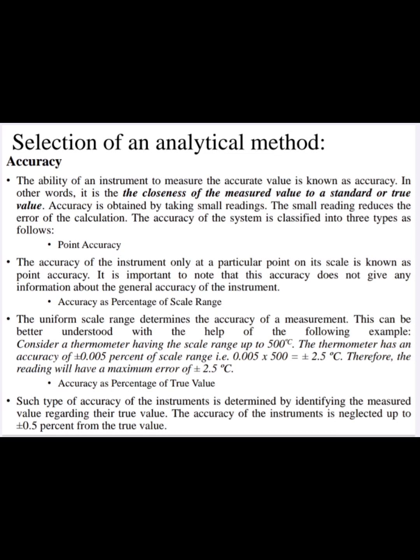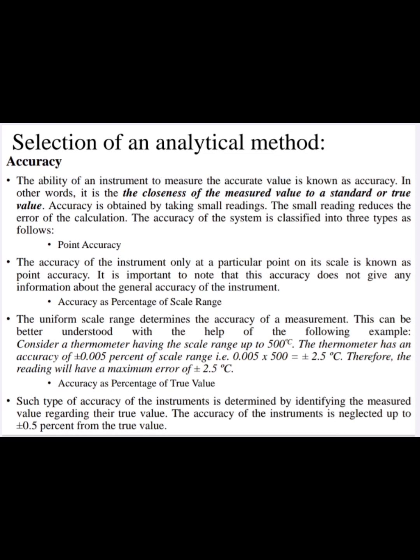Accuracy is the ability of an instrument to measure the accurate value. In other words, it is the closeness of the measured value to a standard or true value. It can also be said as concordance with the true value. Accuracy is obtained by taking small readings. The small readings reduce the error of the calculation.